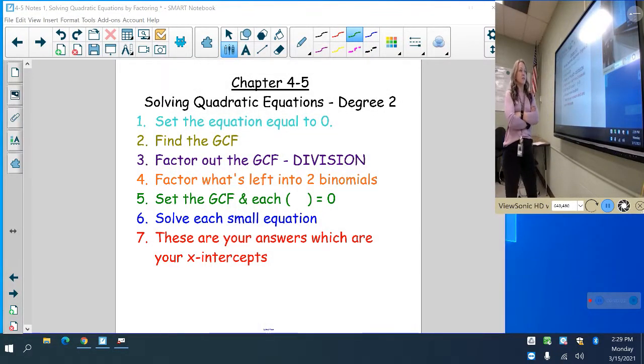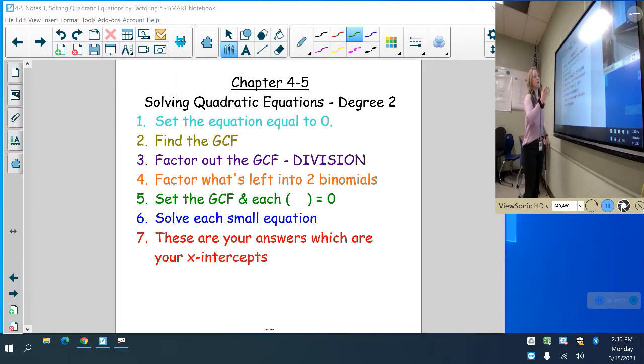Okay, Chapter 4, Section 5, solving quadratic equations with degree 2, meaning squared. These are also known as quadratics. We have just finished learning how to factor quadratics. Now we're going to use factoring to solve for the X-intercepts.